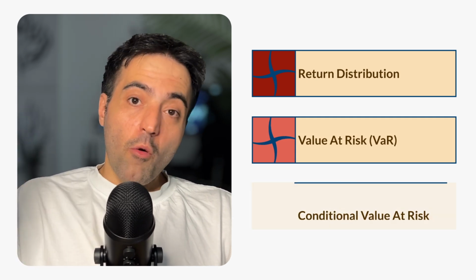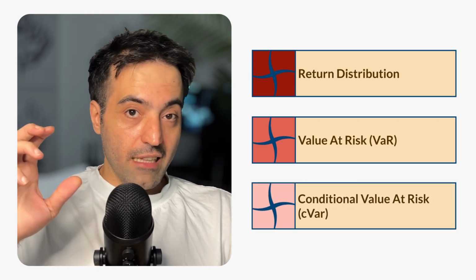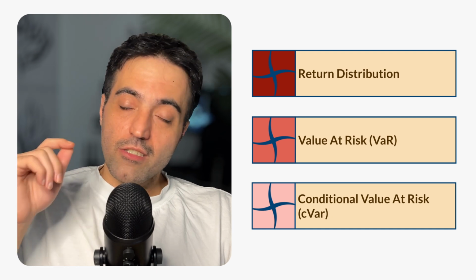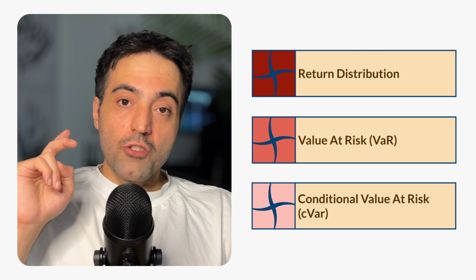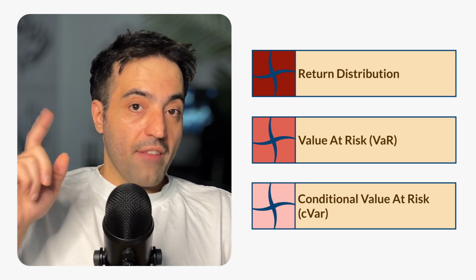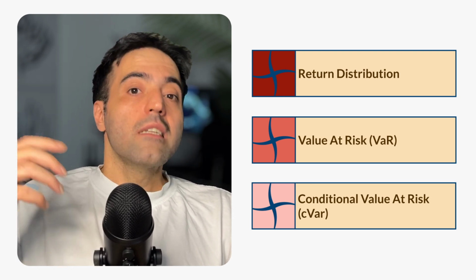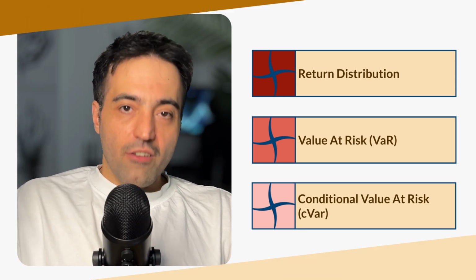So I divided this video into three sections. First, again, we go back to the return distribution and the calculation of the return distribution. It is a really important topic. Then I will introduce two more metrics. One is VaR, or value at risk. The other one is conditional VaR, or conditional value at risk.